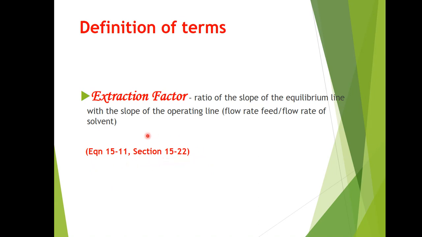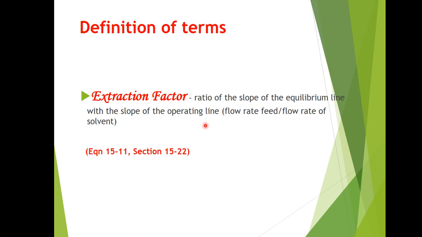If I'm not mistaken, this is still based on the 8th edition. So please, if you are using the 9th edition, just look for its equivalent there in your edition of your handbook. Now, the extraction factor is the ratio of the slope of the equilibrium line to the slope of the operating line, if you're going to look at it in a graphical sense.